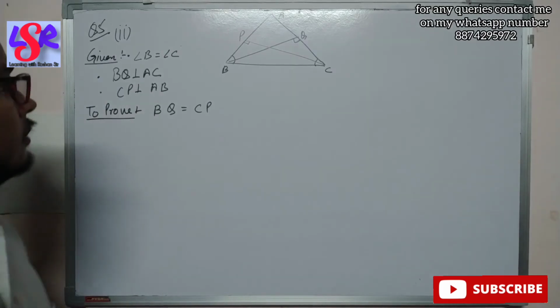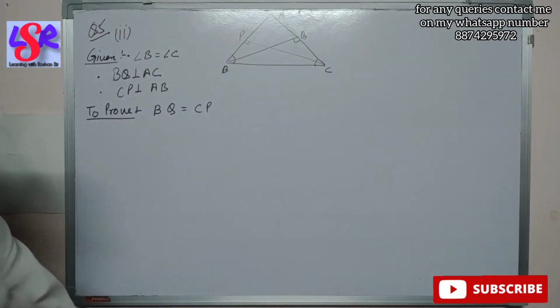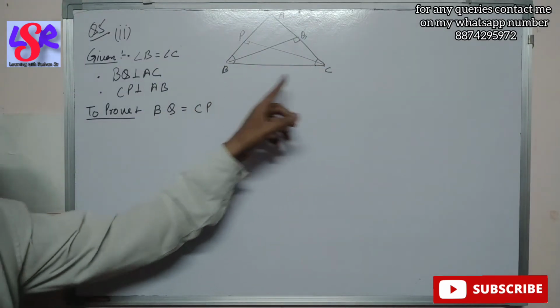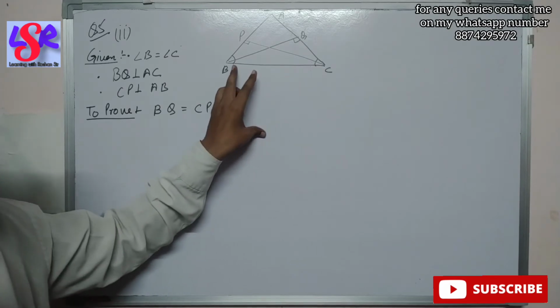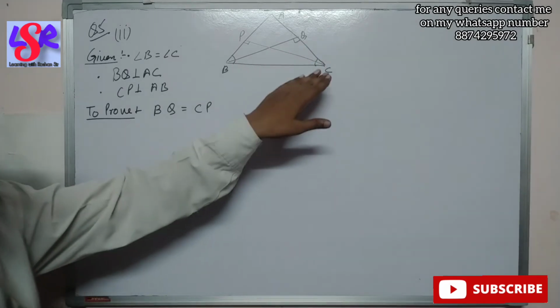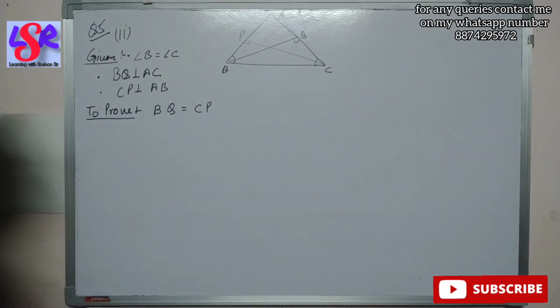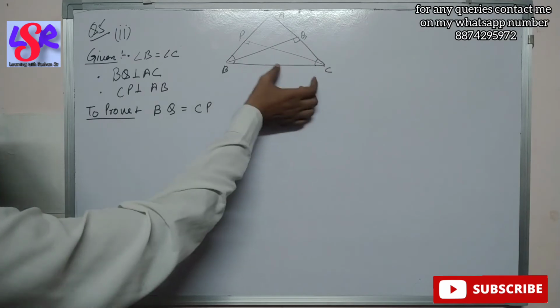Now here in the second part of question 5, we have been given a triangle ABC in which angle B is equal to angle C, and we have dropped a perpendicular from B to AC at BQ and from C to the line AB as CP. Now we have to prove that BQ is equal to CP.